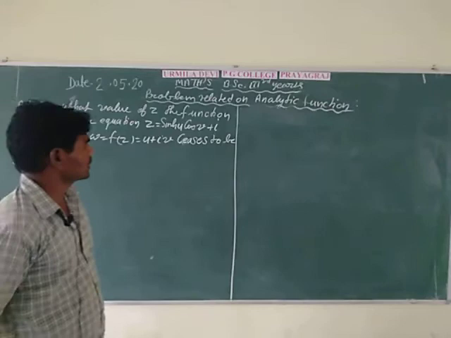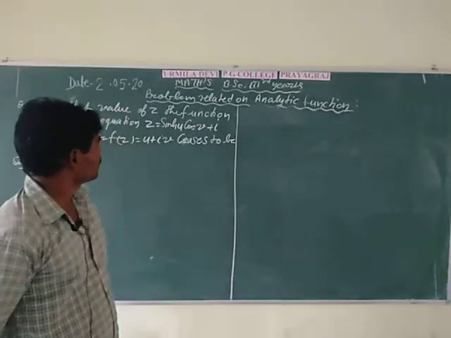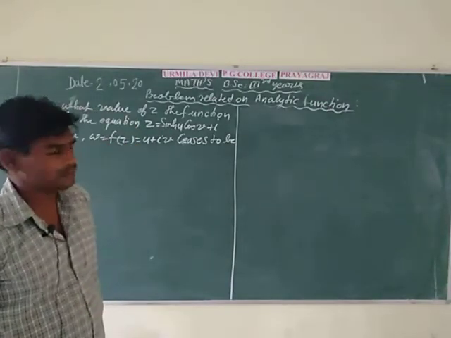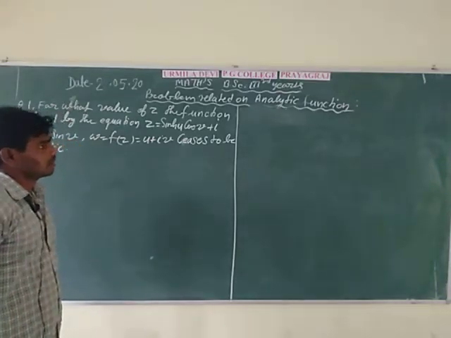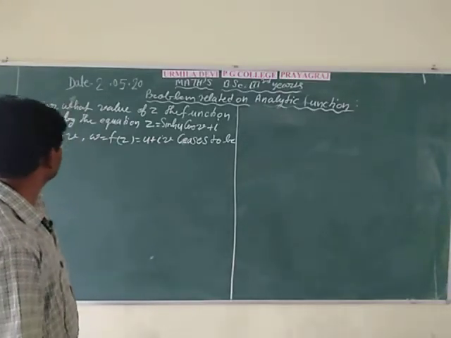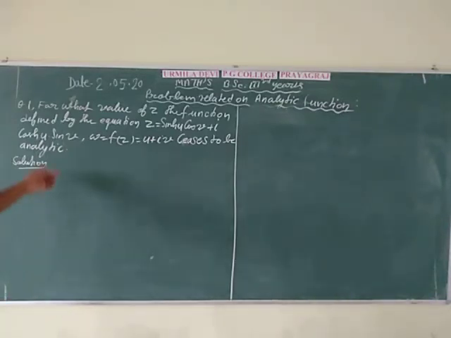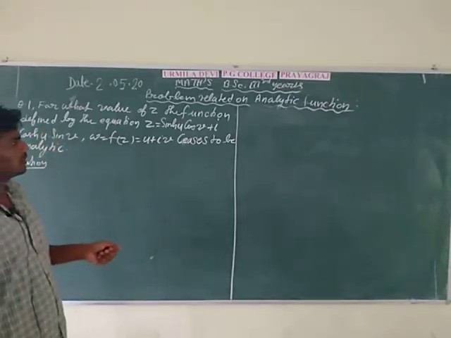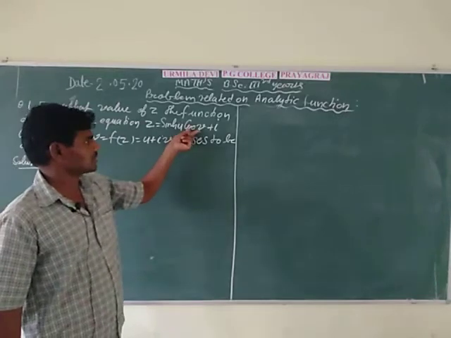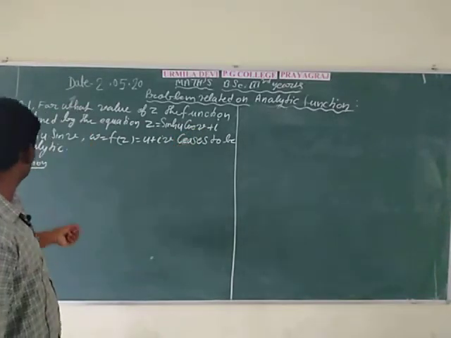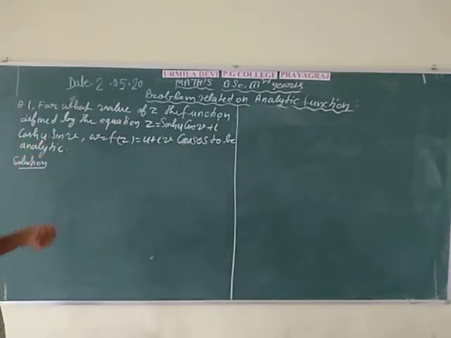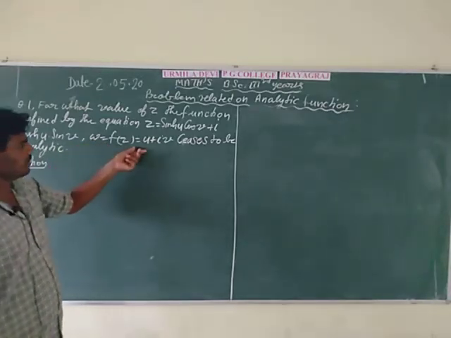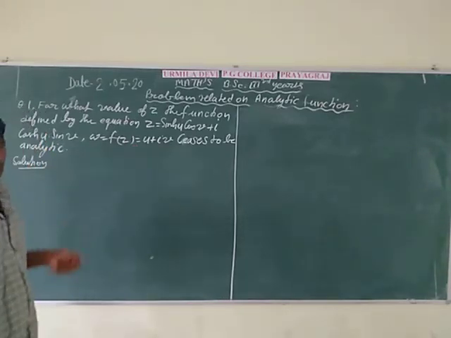Today we shall discuss a problem related to analytic functions in BSc third year mathematics classes. The first problem is: for which value of z does the function defined by z = sinh u cos v + i cosh u sin v, that is w = f(z) = u + iv, cease to be analytic?